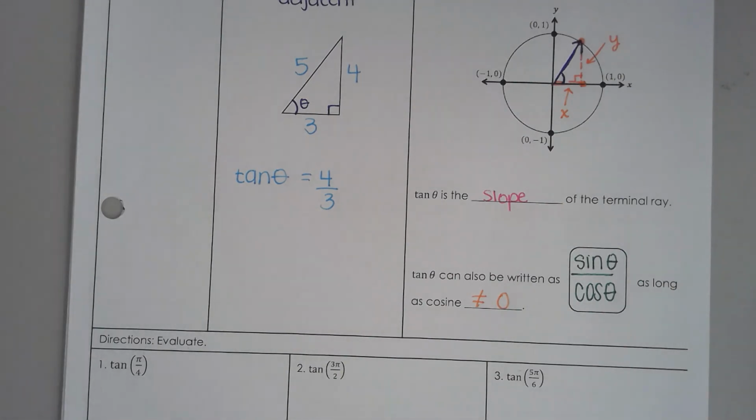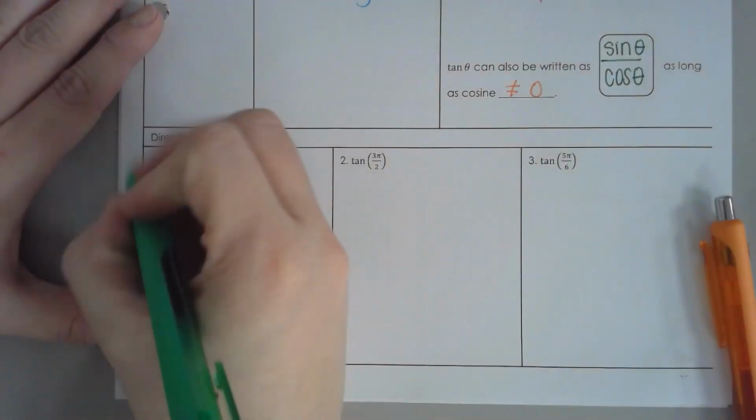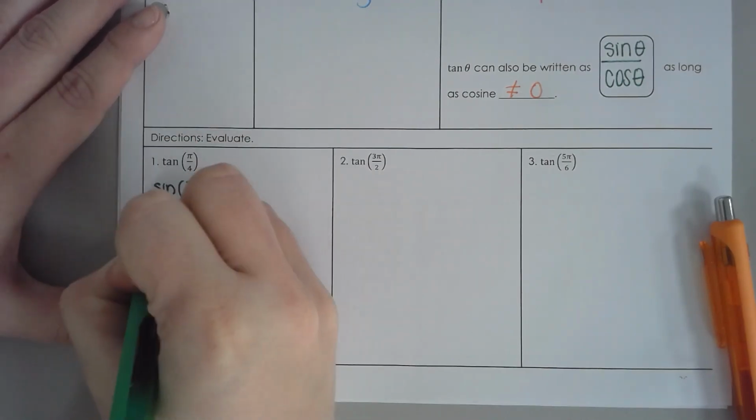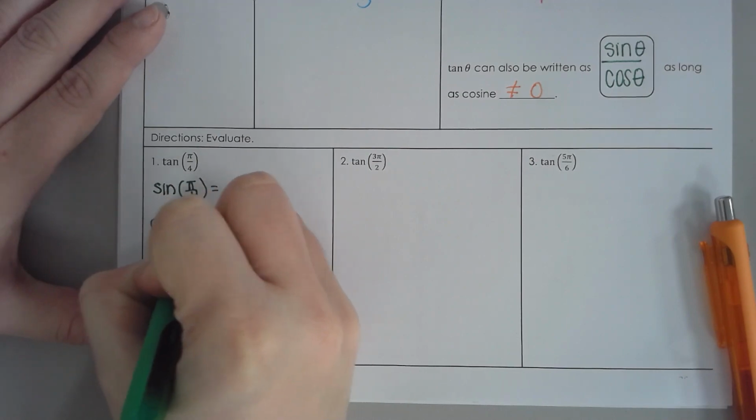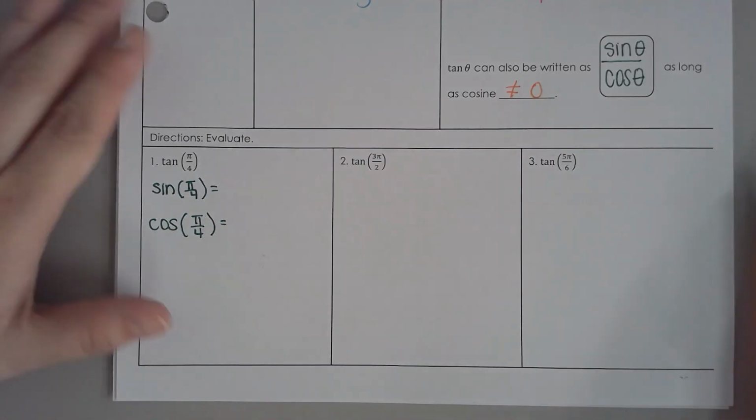So let's just do some basic problems. If you're asked to do tangent of pi over 4, we first have to find sine of pi over 4 and cosine of pi over 4. And then we're going to divide those. Now this is going to require some basic fraction computations. So if you have your unit circle, you might want to pull that out right now.